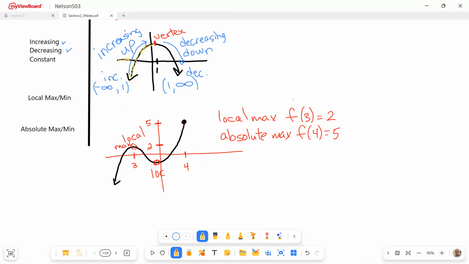This is a local minimum, and the reason why is because, look, it's going down forever. So I would say there's no absolute minimum, because the function's going to negative infinity over here. So there is no number, you don't really get to a number. So I would say there's no absolute minimum.